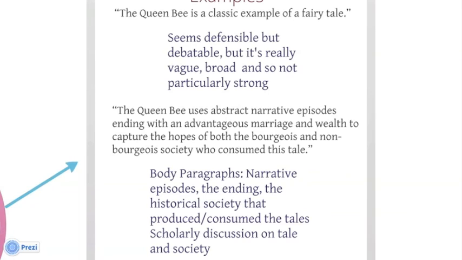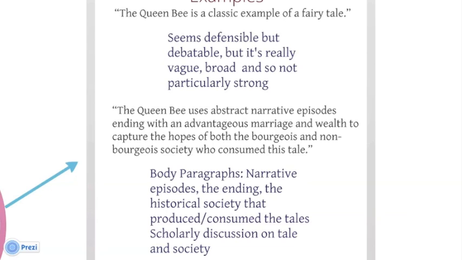Let's look at an example. One that I saw a lot was something like, the queen bee is a classic example of a fairy tale. While this does seem defensible and debatable, because maybe it's not a classic example, but here are some other things that we can talk about that are classic examples, and we see it here, it's not really strong. It's vague, it's so broad, not a good one.